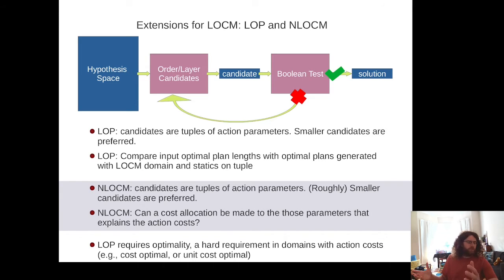If you don't have a model, you need to be able to say that some plans are either cost optimal or unit cost optimal, which in neither case is necessarily that easy. So in this case, all we're going to do is focus on this Boolean test, and we're going to change the requirement of needing optimal plans.